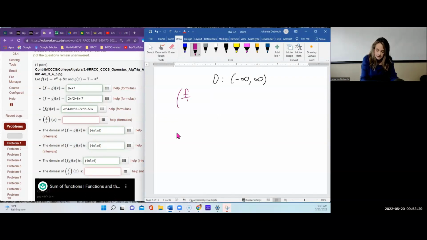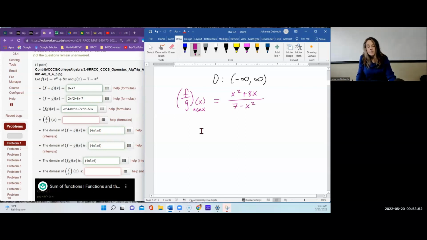Again, we have the directions in the parentheses, and the x afterwards means use x for the variable, not multiply by x. Then we're going to write the f function first in the numerator, x squared plus 8x, and then the denominator function, 7 minus x squared.